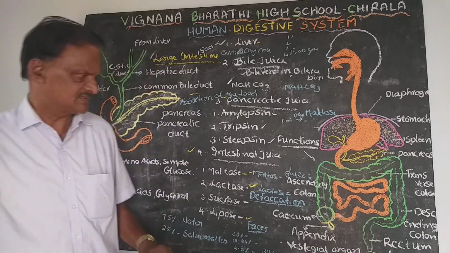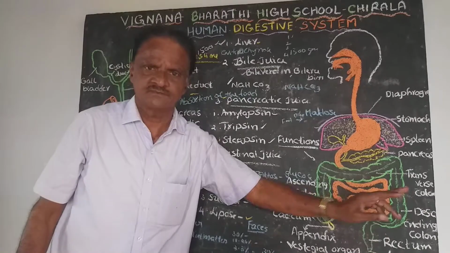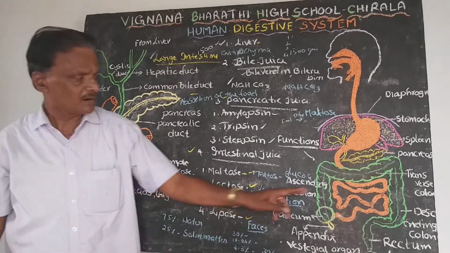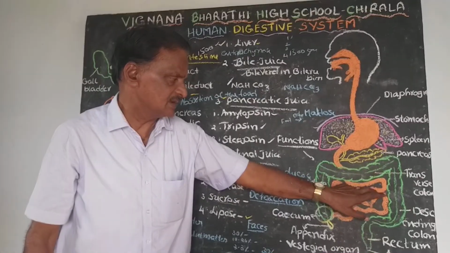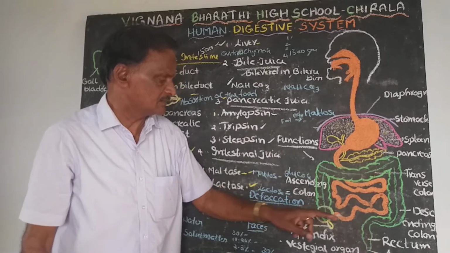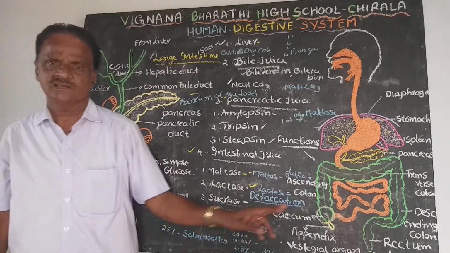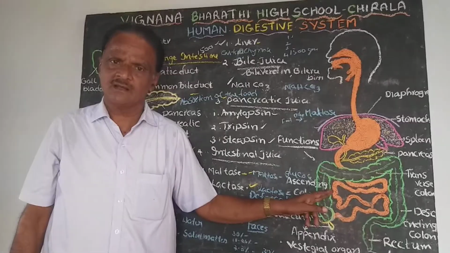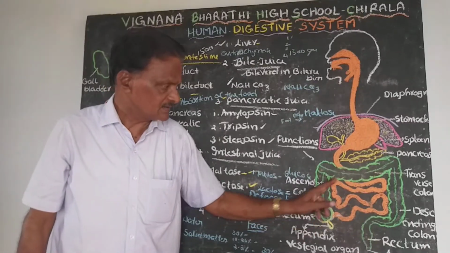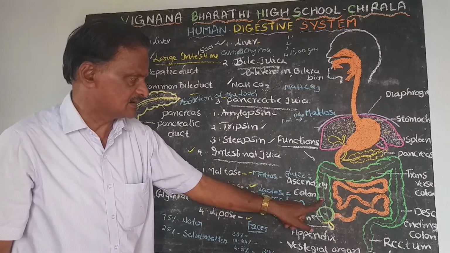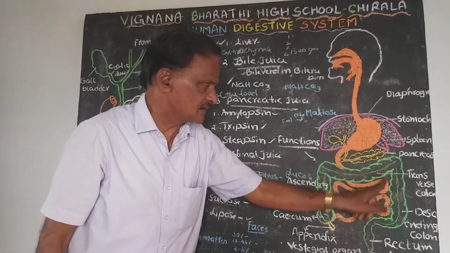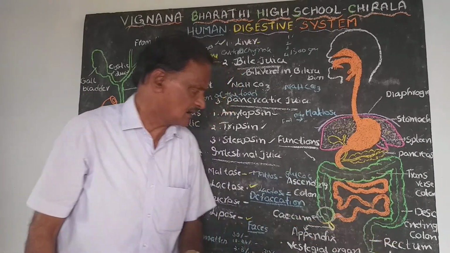Next, the second part is the colon. The colon is much broader than the ileum, and is about 1 meter long. The colon is divided into 3 parts: first the ascending colon, second the transverse colon, third the descending colon.